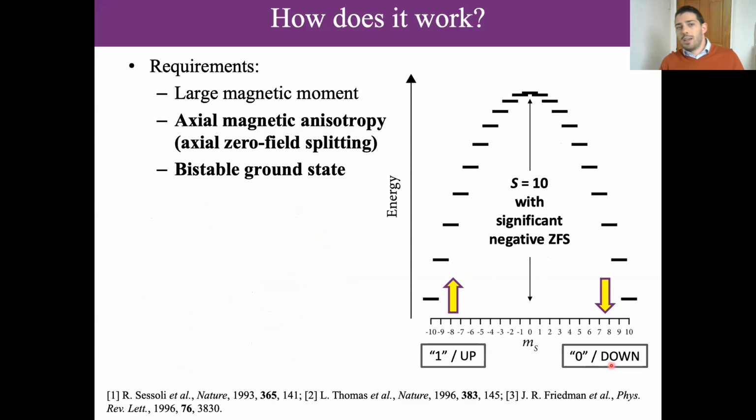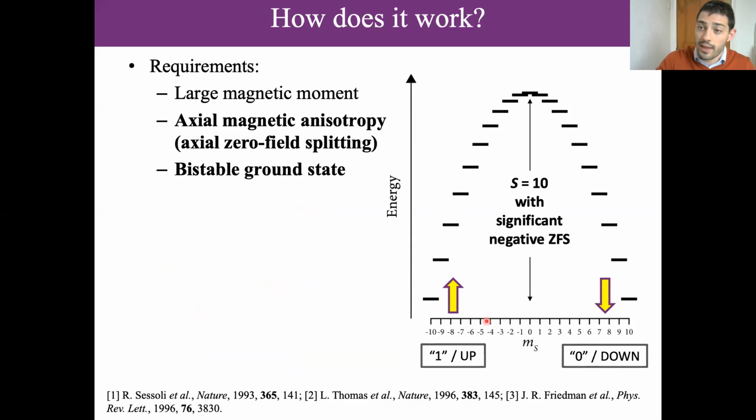The second thing you need is an axial magnetic anisotropy, which is the same thing as saying an axial zero field splitting in EPR language, and a bistable ground state. In this particular case, the spin 10 ground state is subjected to a uniaxial anisotropy in the terms with a D parameter, and it has a substantial negative D. And so what that means is that we have the MS plus or minus 10 states lowest in energy, and sequentially increasing plus or minus 9, 8, 7, and so on, all the way up to MS 0 at the top.